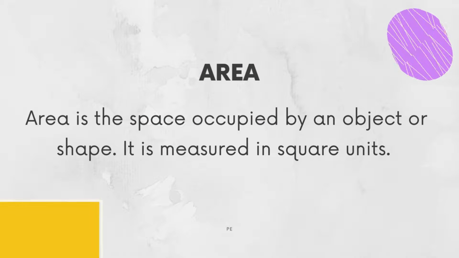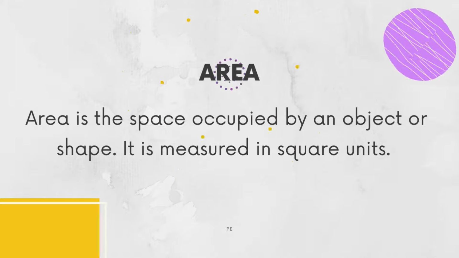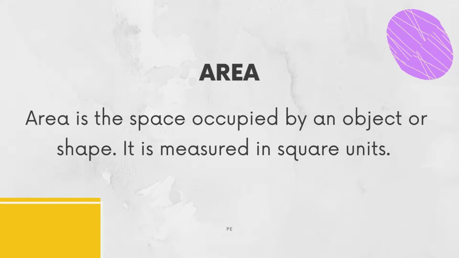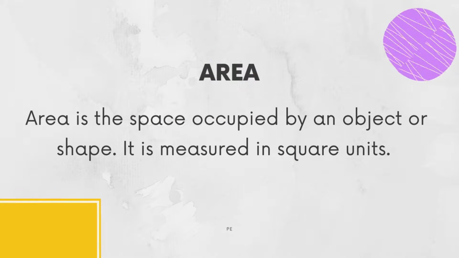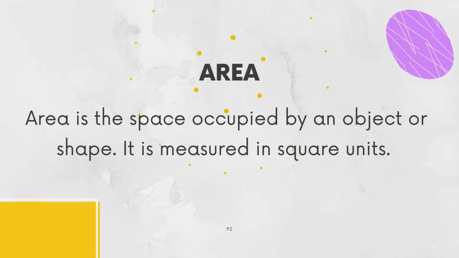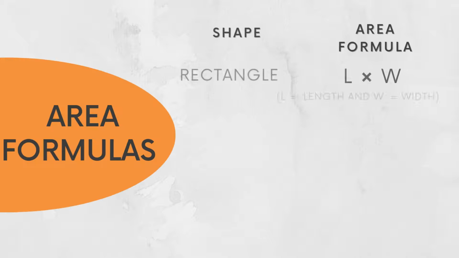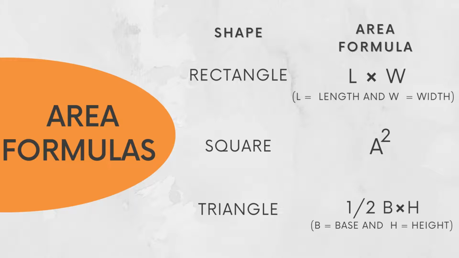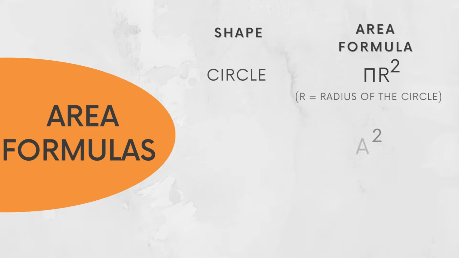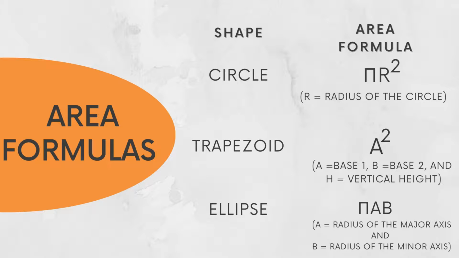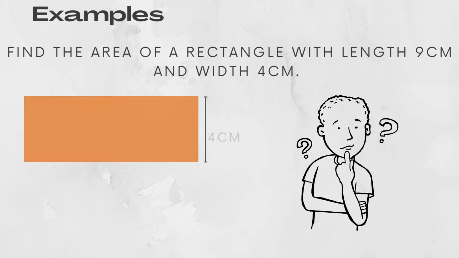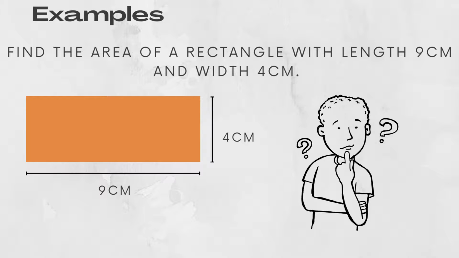Next, let's take a look at areas. An area is defined as a space occupied by an object or shape. It is measured in squared units. For the sake of an in-class test or quiz, you will be required to commit them to memory. Let's again try some examples using the area formulas.